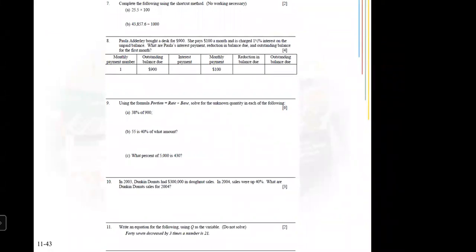Okay, the first one here, part A should be 2550. You move the point 2 places to the right. The next one you're going to divide, so you're going to move 3 places to the left. So it'll be 43.8576.